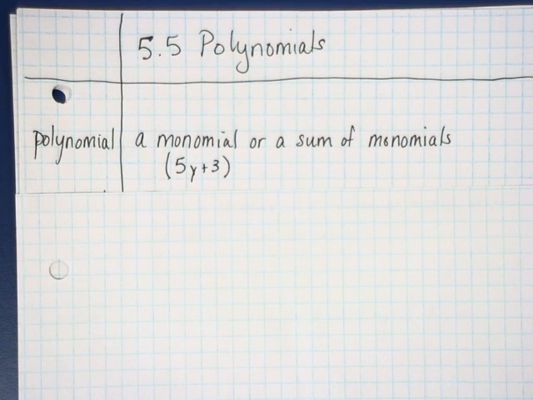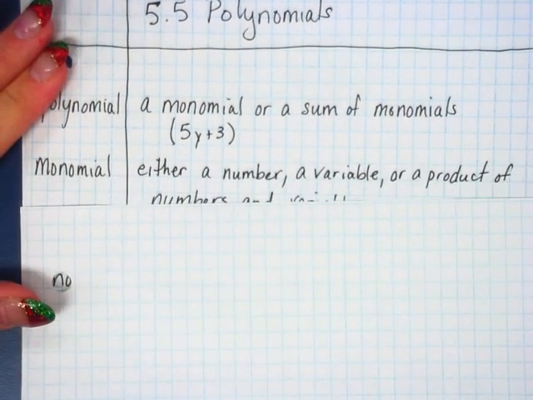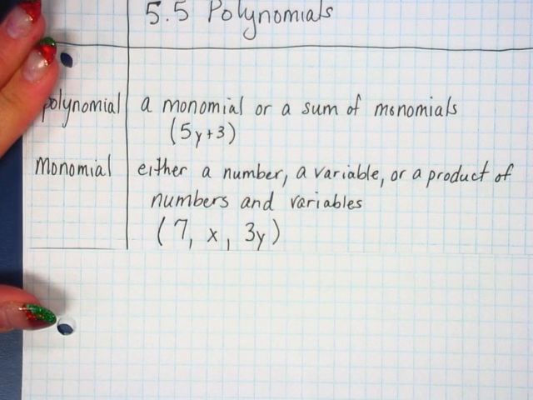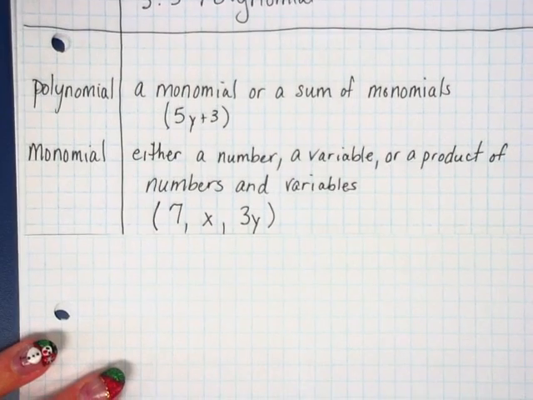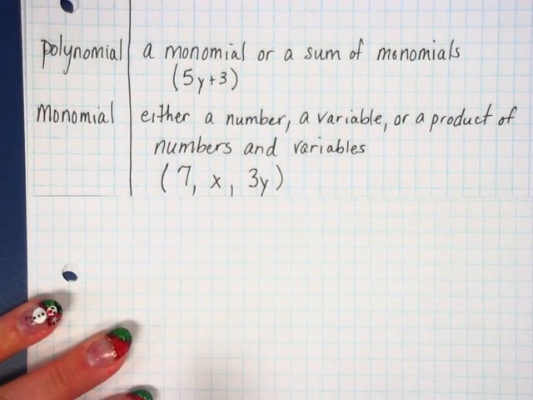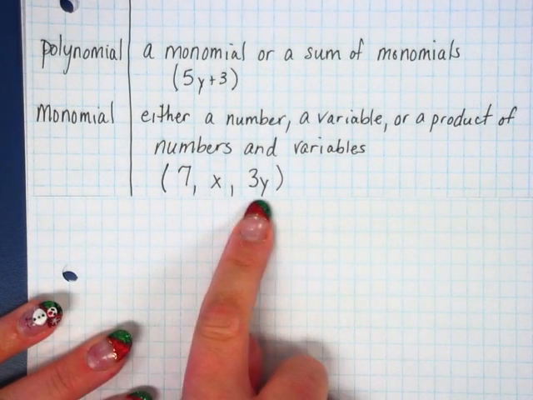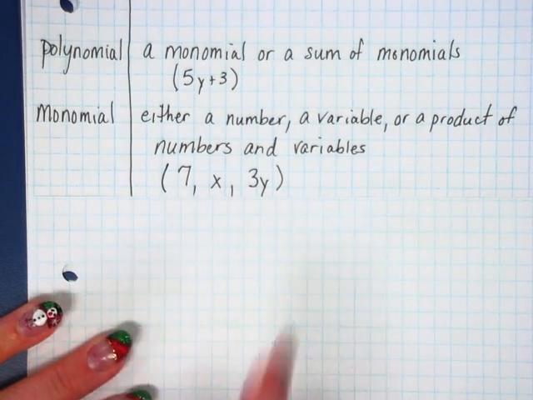All right, so we're on 5.5 polynomials, and this is a lot of definitions. So the first thing we're going to be looking at is a polynomial, and a polynomial is a monomial or a sum of monomials. So it's adding together the terms or even subtracting at that point. A monomial, remember, we've talked about already, is either a number, a variable, or a product of numbers. So for example, 7x or 3y.